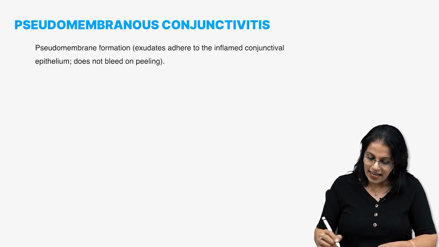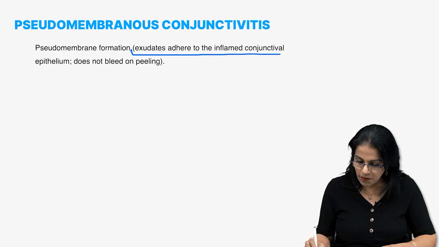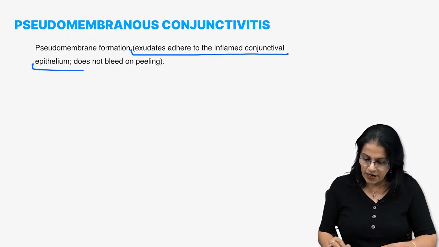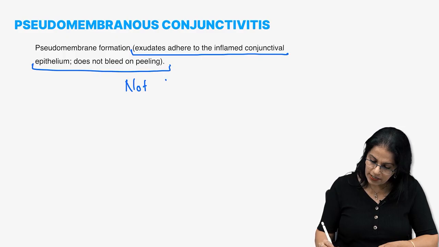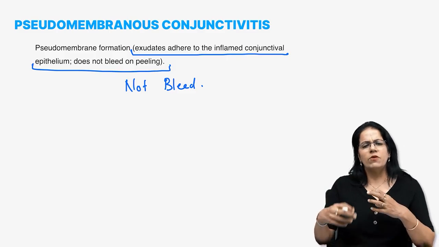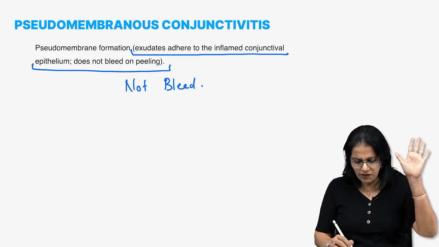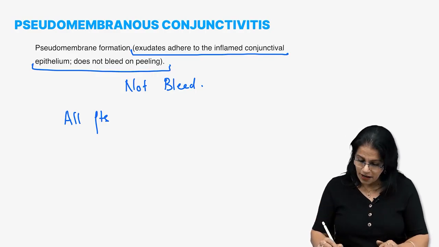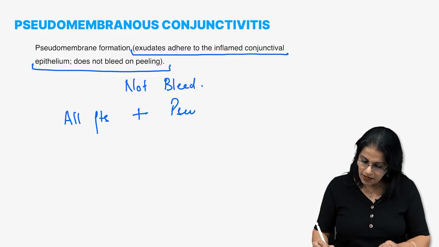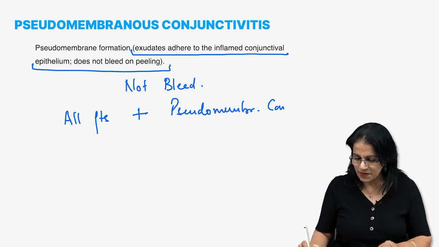We come to the next heading. Next heading is pseudomembranous conjunctivitis. What is a pseudomembrane? It is nothing but exudates which are formed on the inflamed epithelium. So when you peel it, it does not bleed on peeling. We will not forget this. So how do you learn? Learn in my style. What is pseudomembranous conjunctivitis? Just say all the features that we have learnt about conjunctivitis, along with that, there is a pseudomembrane formation. This is called pseudomembranous conjunctivitis.